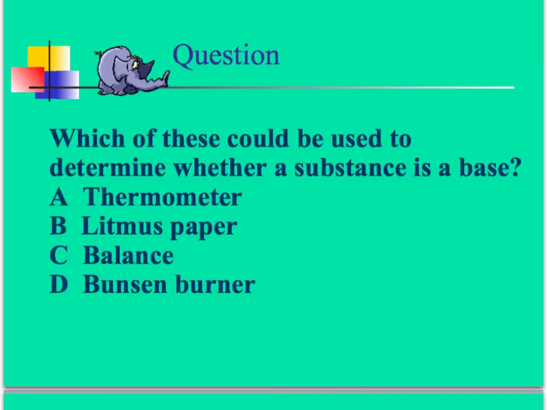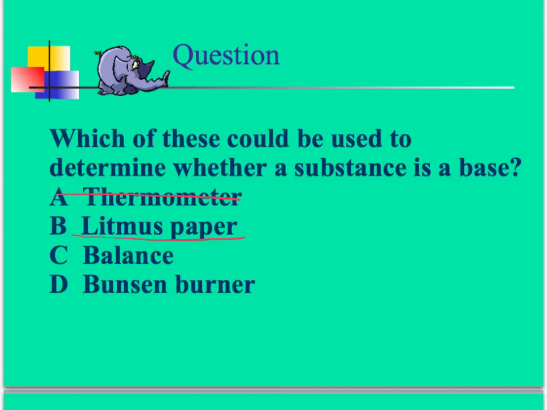Alright, we have another question. Which of these could be used to determine whether a substance is a base? A is thermometer, B is litmus paper, C a balance, D Bunsen burner. Thermometer measures temperature. That has nothing to do with the base, so let's cross that one out. Litmus paper. Well, we just talked about how litmus paper could be used as an indicator for acid or base. So let's hold on to that one.